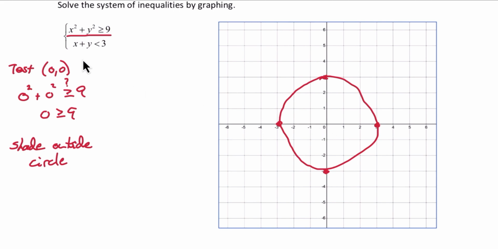Up next, we'll look at the other inequality, and notice that that is the equation of a line. We can subtract x to put it in slope-intercept form. And now we see that the y-intercept is 3, and the slope is -1. So we can get some points to help us plot this line. And notice that the strict inequality on that line is less than, so we have a dotted line. Let's make sure that line is dotted.